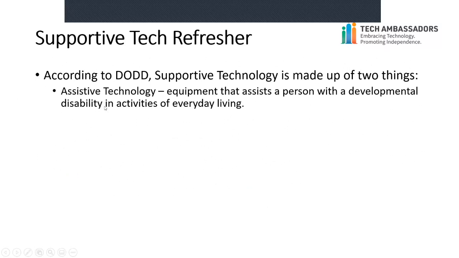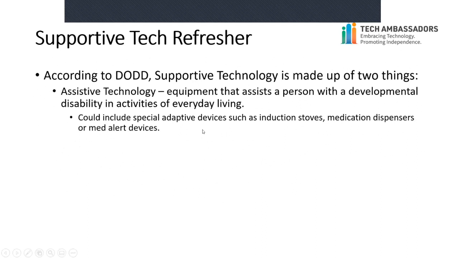The first one of those is assistive technology. That might be a familiar term to most of you. I say this is equipment that assists people with developmental disabilities, but really it doesn't even have to be equipment. It can be anything that helps a person with a developmental disability with activities of everyday living, and that could mean almost anything. So this could be special adaptive devices that were custom made just for people with particular disabilities. I mentioned things like induction stoves or medication dispensers, med alert devices, things like that.